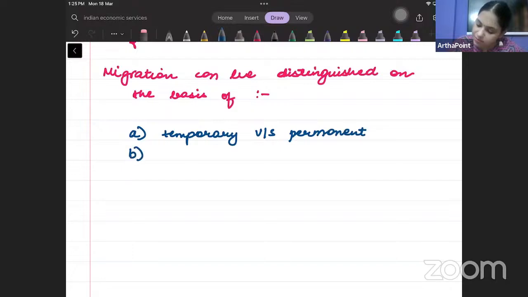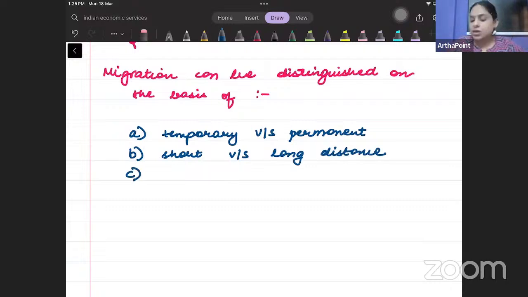The second can be short versus long distance. The third can be internal versus external. Internal versus external. So these can be the different kinds of migrations that we have.